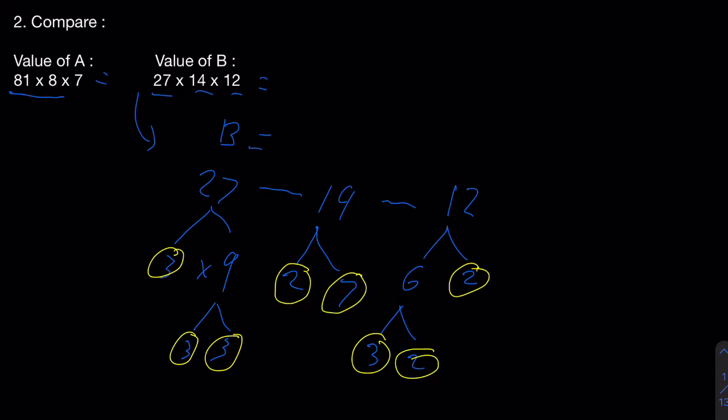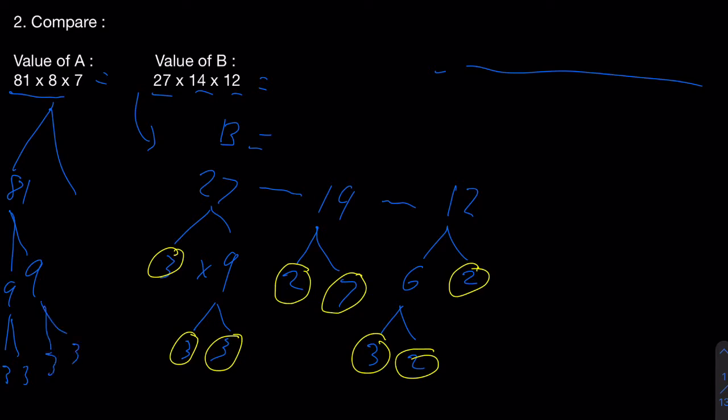All right, now let's do the same thing to the side of A. Now this looks like it takes a long time, but in reality, with practice, you can just think about it and then start writing. Let's see, we have 81. What is 81? Well, 81 is 9 by 9. 9 by 9, that's just 3 by 3 and 3 by 3. So those are our numbers right here.